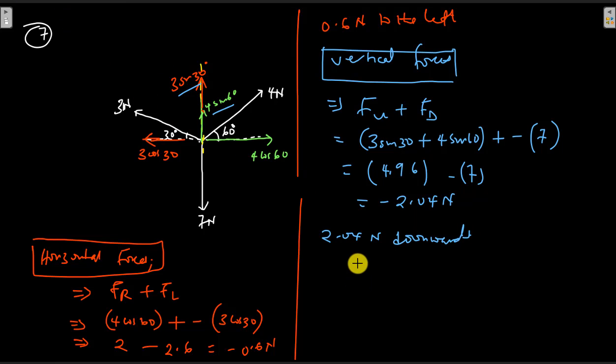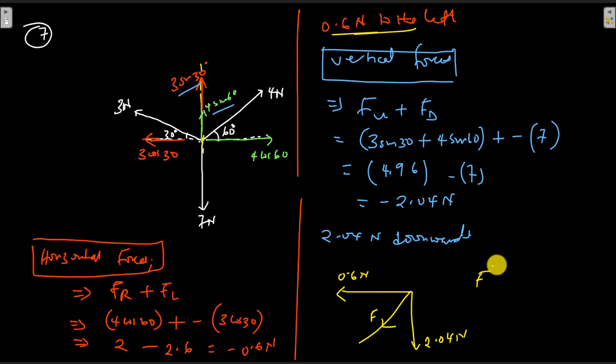Let's draw a final diagram for this force. This force diagram here, we have a force of 2.04 newtons downwards. Then we have a force of 0.6 newtons to the left. There we go, 0.6 newtons. And I guess now you can find what the resultant force F is. Also, let's put the angle of inclination. Let's call that angle alpha.